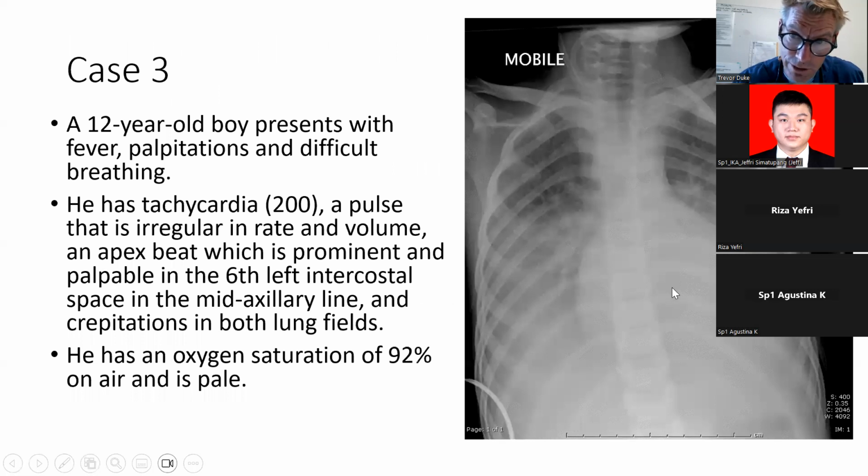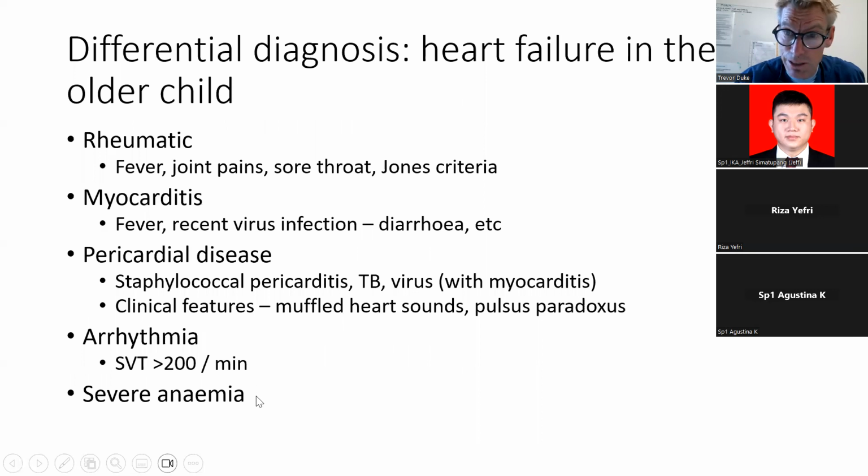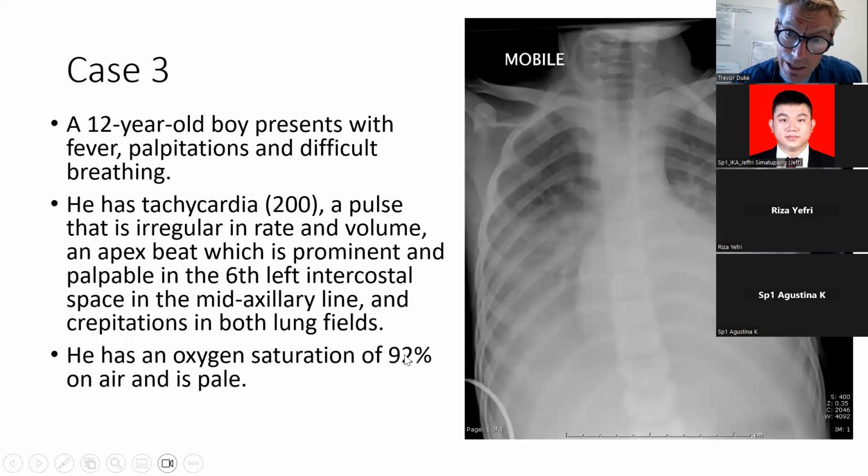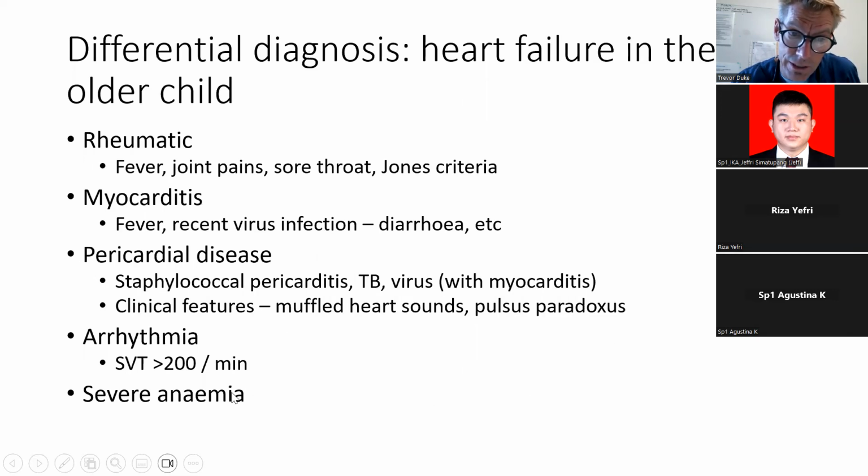And the last one is that I've seen a child who looks just like this, with an X-ray looking just like this, with severe anemia. Like the child I'm talking about, who had a hemoglobin of 1.6 grams per deciliter, very, very low hemoglobin. Children can have severe heart failure like this if they've got a severely low hemoglobin. So severe anemia can lead to severe heart failure.